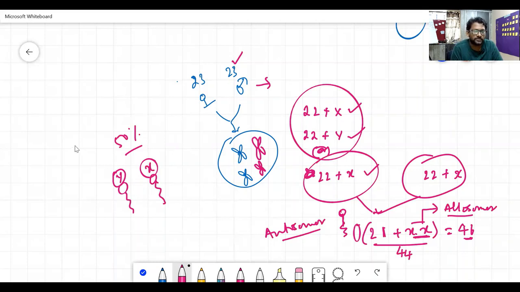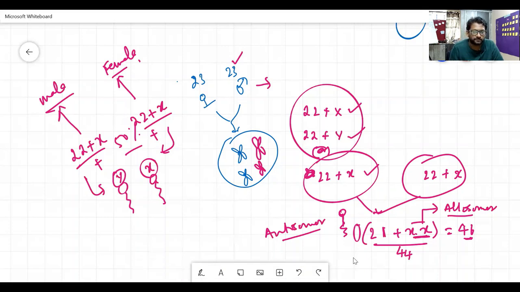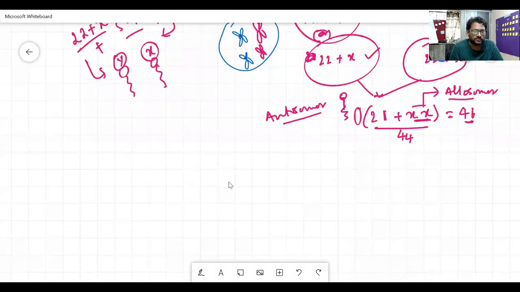So these would eventually meet with the 22 plus X mother's ovum. If these two are combined, it results in a male child. If these two are combined, it results in a female child. So I am explaining almost 2-3 lessons, the biological part, combined in one single shot. I hope you understood so far.